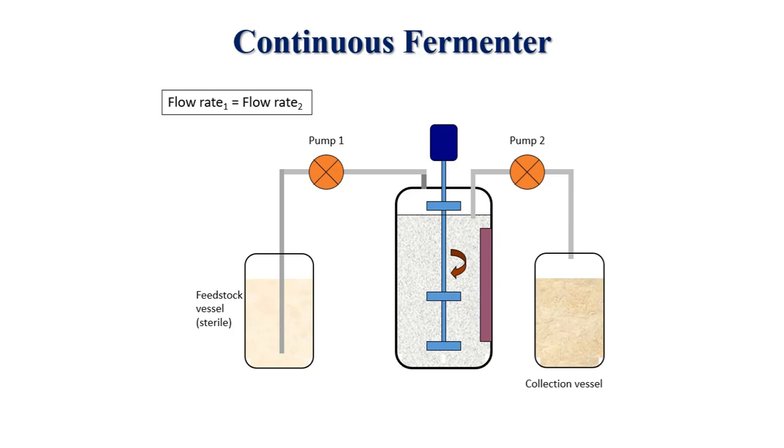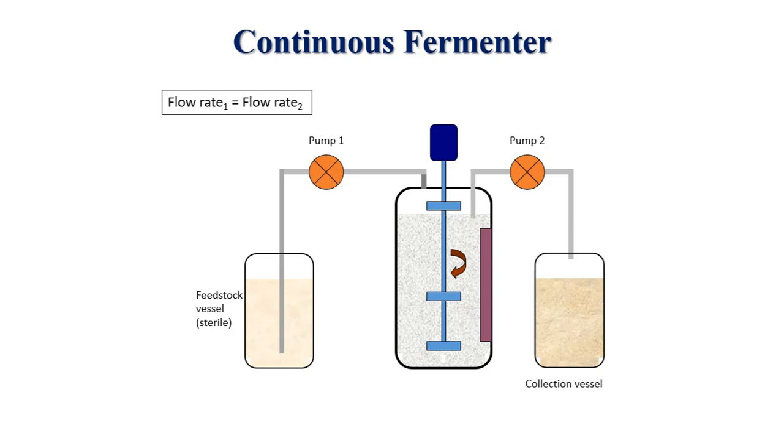This feedstock vessel and the pumps, pump 1 and pump 2, are continuously synced. That means if you are passing 1 ml, automatically 1 ml has to be recovered from the harvest pipe. So this is called the continuous fermentation process. The main advantage of the continuous fermentation process is that you can get the product continuously.